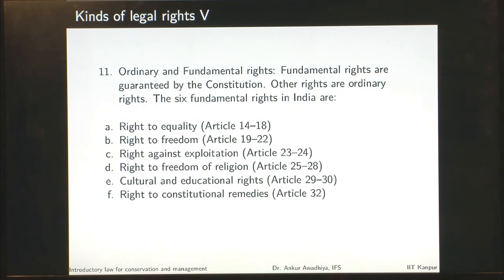Rights to everything else, like the right to property, the right to have a good road, things like these are ordinary rights. So in this lecture, we looked at rights, we looked at wrongs, we looked at duties, and we found that all 3 of these are very intricately linked together. And we can differentiate between rights, duties, and wrongs based on several characteristics. So we can have things like public, private, ordinary, fundamental, and so on differences.